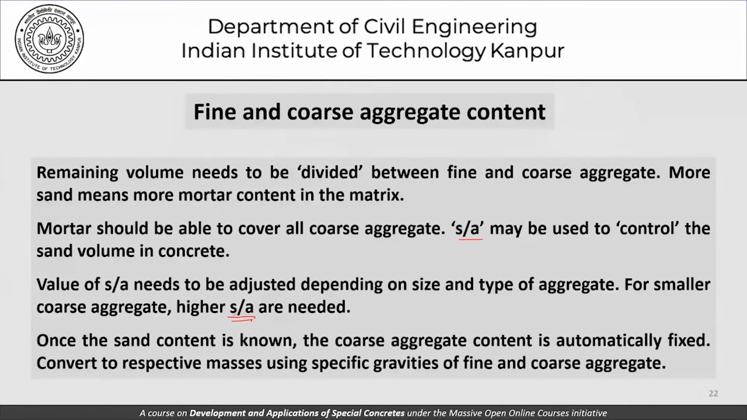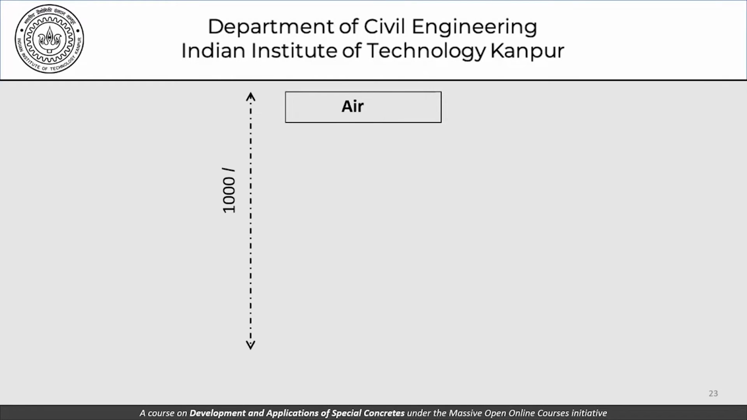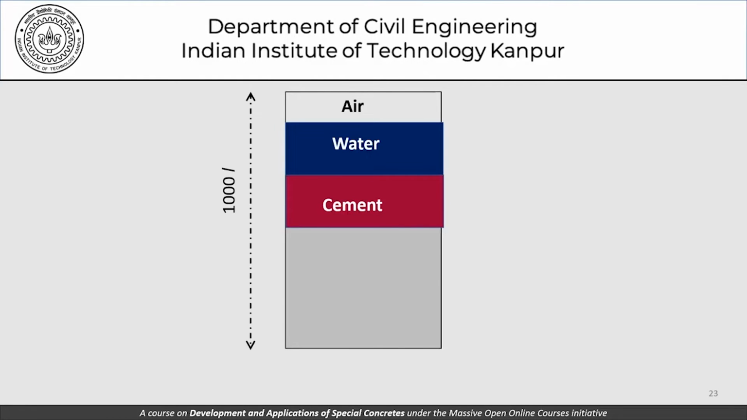And once the sand content is known, the coarse aggregate content is automatically fixed. Convert to respective masses using specific gravities of fine and coarse aggregate. Remember that this exercise in principle was a volumetric exercise. We need to convert all these values to mass. We'll see that as we go along with the numerical example as well. So here we have air, water, cement, then we fix sand through the S by A, and the remaining part is coarse aggregate.